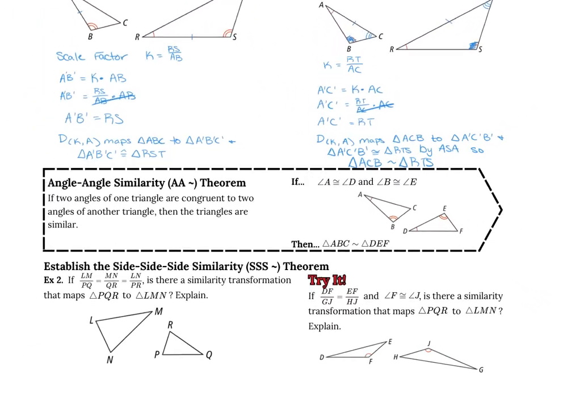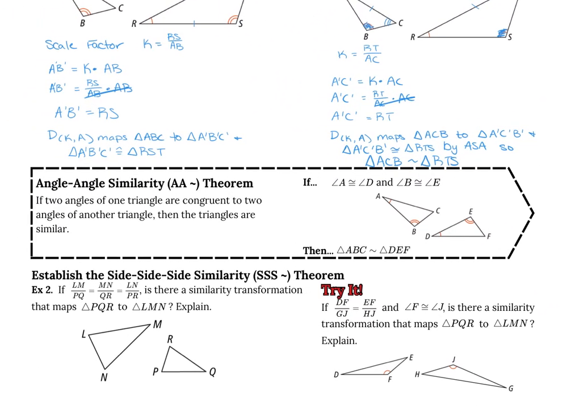Okay. Next, our angle-angle similarity theorem. If two angles of one triangle are congruent to two angles of another triangle, then the triangles are similar. So if we know that two angles of one triangle are congruent to two angles of another triangle, we're able to prove that the triangles are similar.